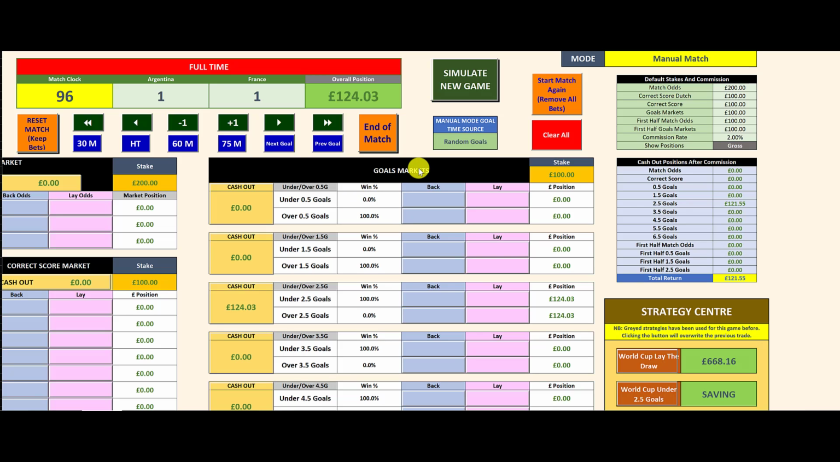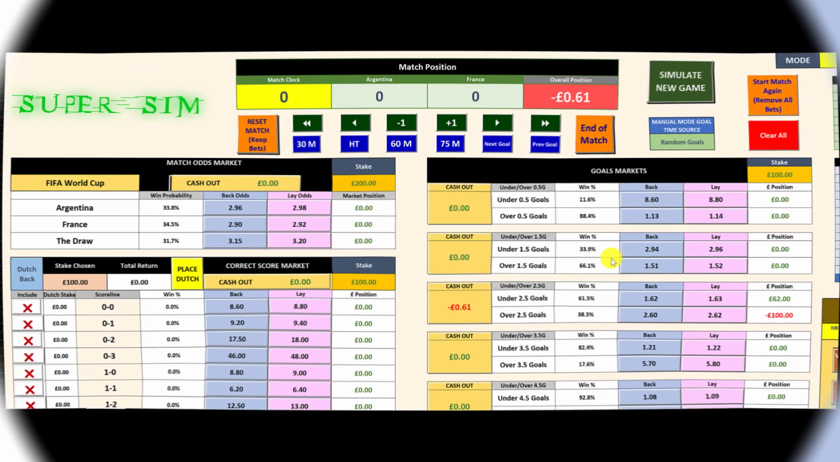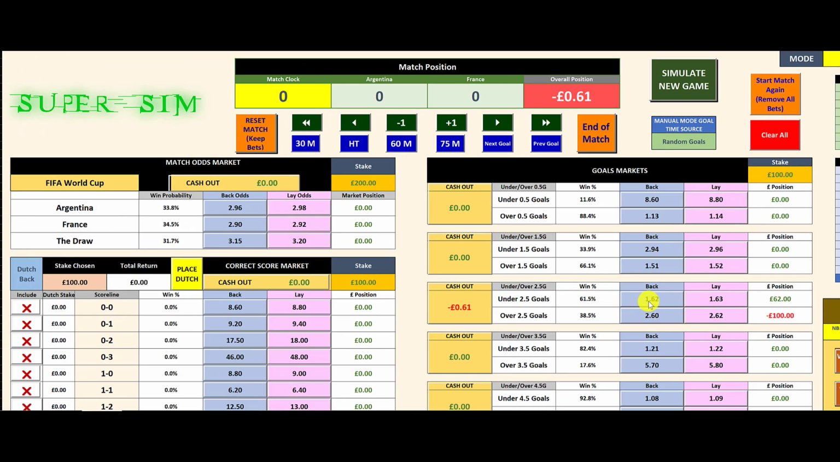And let's get another one loaded up. I think we've got 2 more to go. Simulation number 9, under 2.5 goals, 1.62. We've backed it. Let's press the next goal button and see when this first goal arrives. Oh, wow. 2 minutes in, 2 minutes on the clock, and France take the lead. Is that going to happen in the final? That would be very, very interesting.